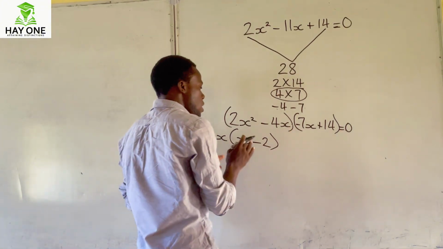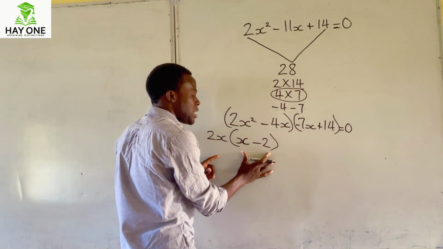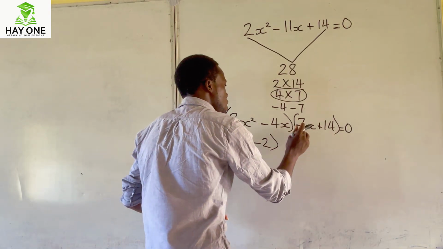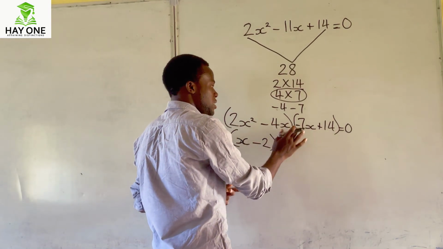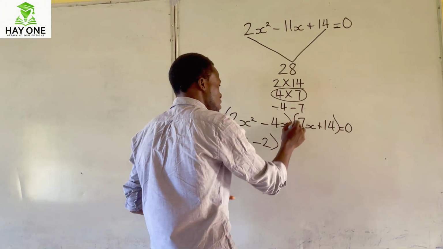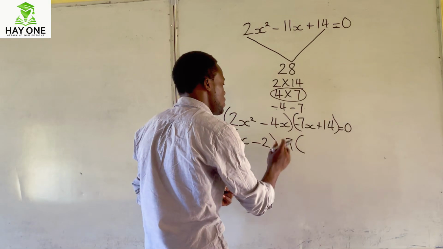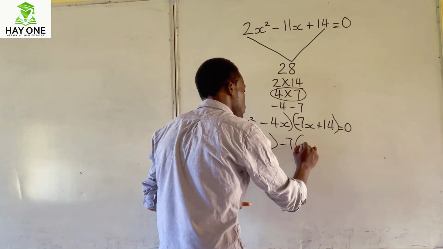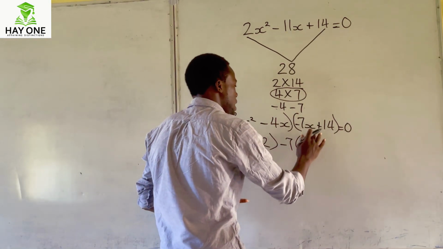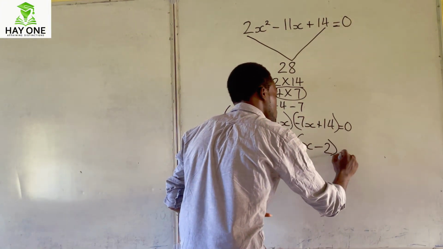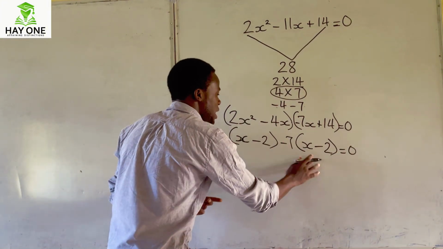You do the same thing here. Mind you, anything you get for this bracket must be the same thing as this bracket also. So what is common here? x is not common, but 7 is common. 7 can go in 7, 7 can go in 14. And the sign of 7 is minus, so minus 7 is common. Then you divide, same way we did this. Minus 7x divided by minus 7, you will be left with x. Minus divided by plus will be minus. 14 divided by 7 will be 2, equal to 0. So you can see the two brackets are the same thing.